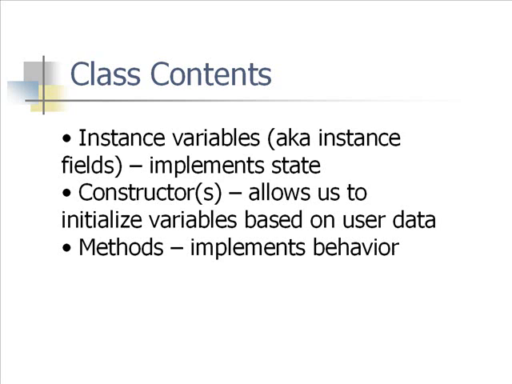Methods implement behavior. Now, the compiler really doesn't care what order you add these in. Some people put instance variables at the bottom of our file. I'm going to assume that we're going to put our instance variables at the top, then our constructors, and then our methods. This is just a convention, but it's best to group all your instance variables together, your constructors together, and all your methods together.